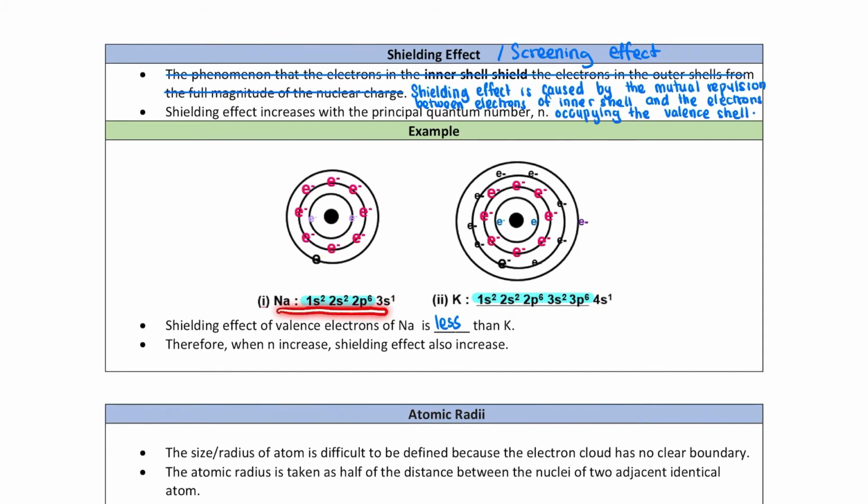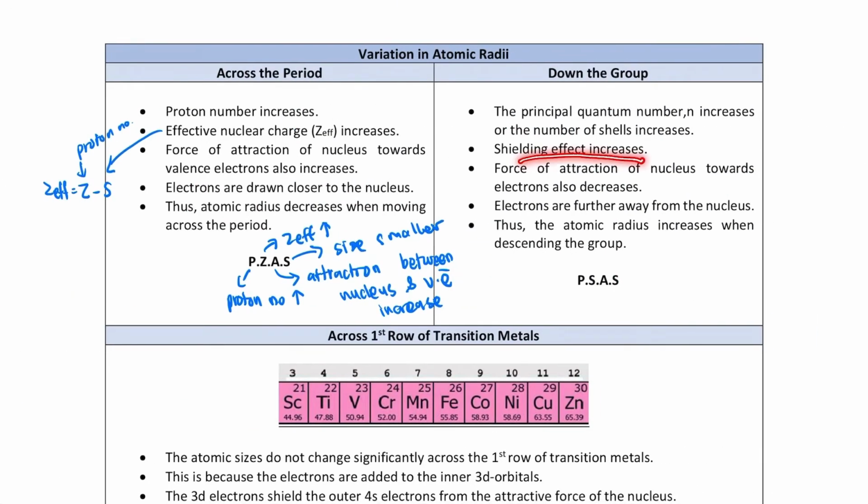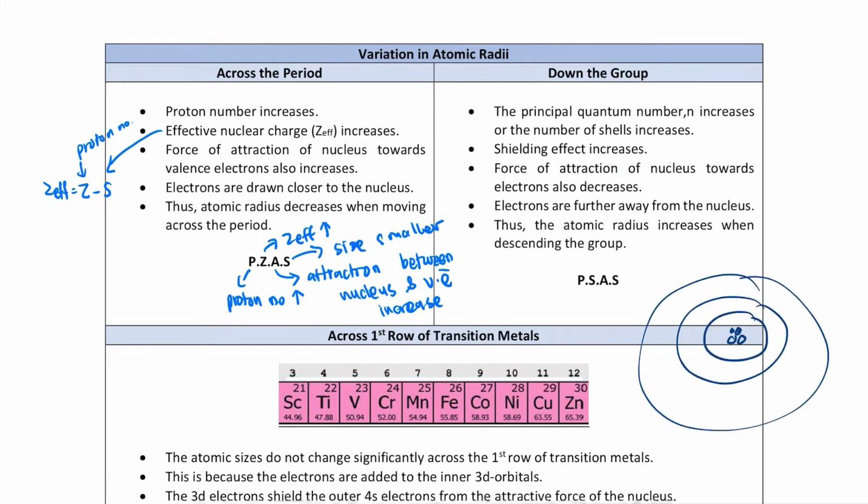Cuma beza dia adalah sodium ada 3 shell only, ataupun n dia ada sampai n equal to 3 lah. Tapi ini ada 4 shell. So maksudnya going down the group, sodium, potassium, kiranya shell number dia makin meningkat. Shielding effect increases. Kenapa shielding effect increases? Sebab bila lagi banyak shell, maksudnya lagi banyak elektron lah. Bila banyak elektron, banyaklah repulsion yang berlaku. So mutual repulsion yang berlaku tu menyebabkan shielding effect meningkat lah.